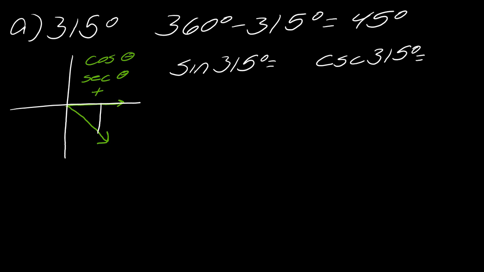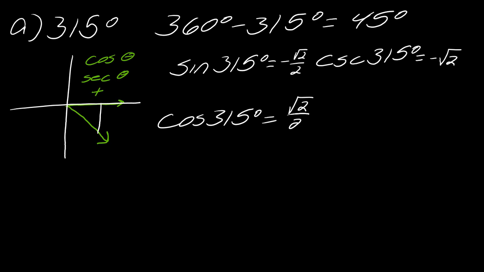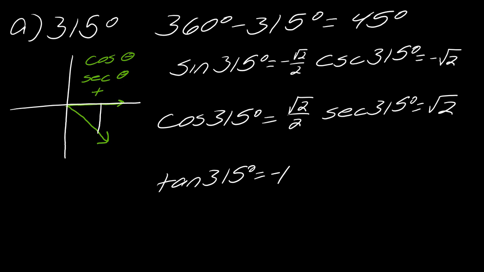So for sine of 315, it's going to be negative square root of 2 over 2, and then cosecant is negative square root of 2. And then for cosine of 315, that's going to be positive square root of 2 over 2. And then secant of 315, that's just going to be positive square root of 2. And then tangent of 315 degrees, this is negative 1. And cotangent of 315 degrees, this is also negative 1. And so there you go. So there's all of our six trig values.